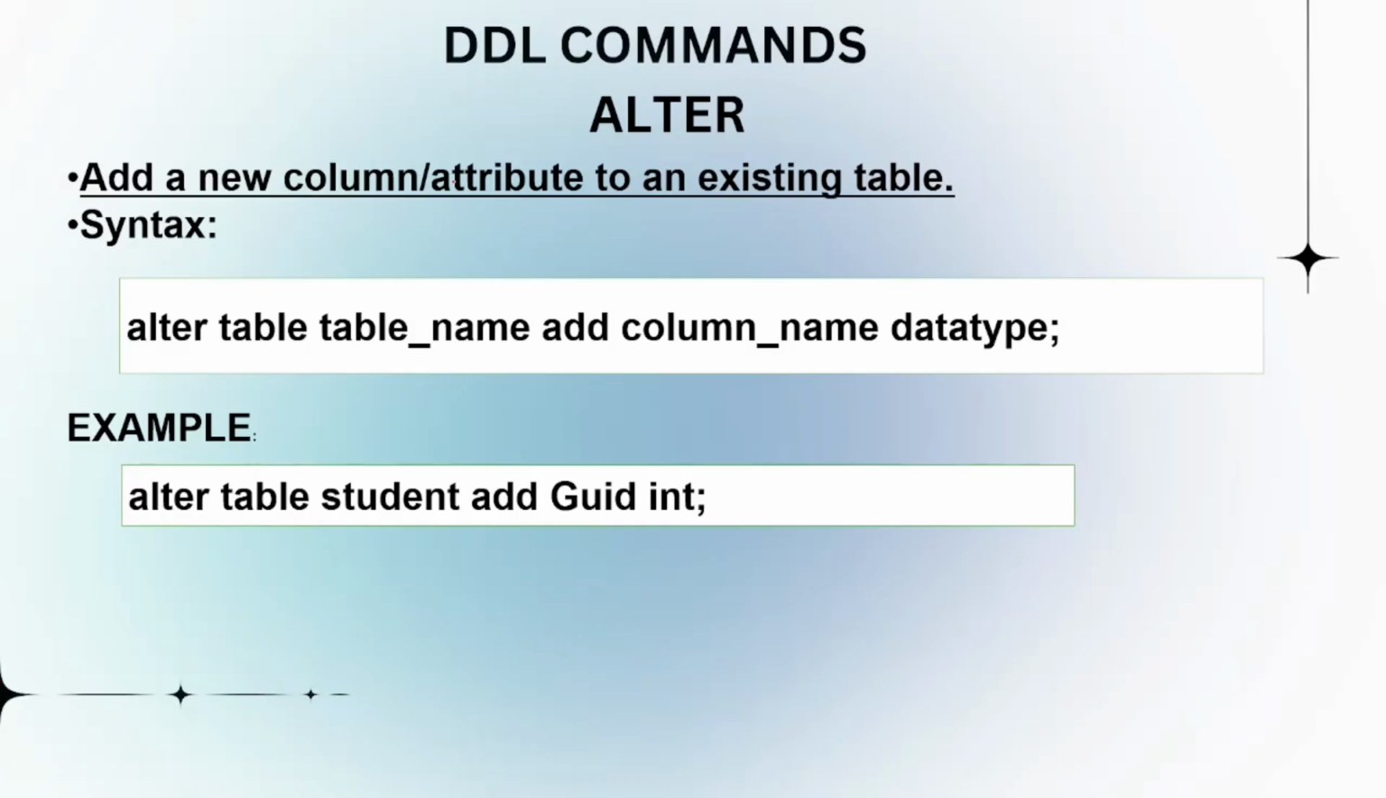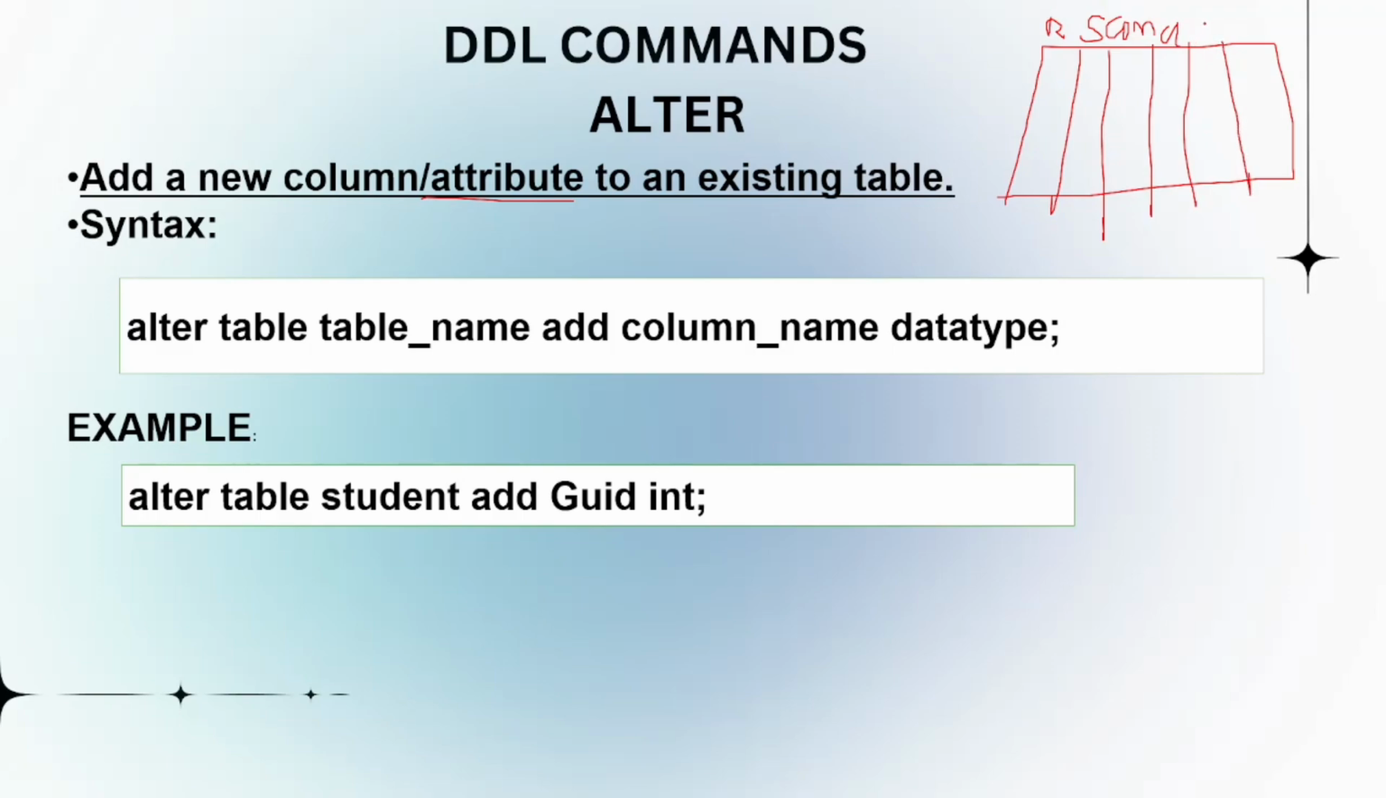So first one is to add a new column or attribute to an existing table. Already your table is created here. What are the columns? Roll number, student name, then combination, and next one is class and date of birth. Now I want to add one more column. How can you add it? Alter table, table name is student, add column name data type. I am adding GUID, which means guardian ID, int. So this column will be added here. This is one way of using the alter command.